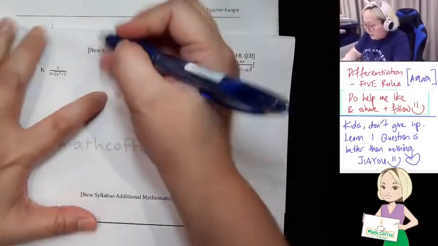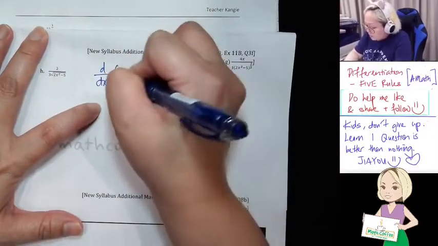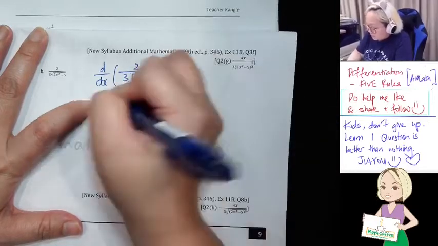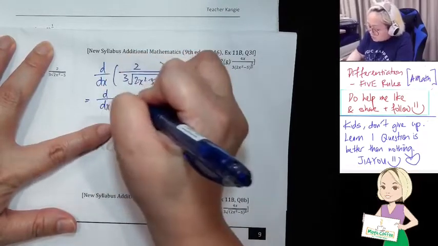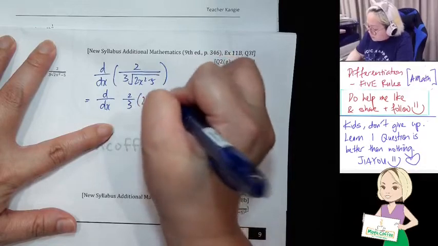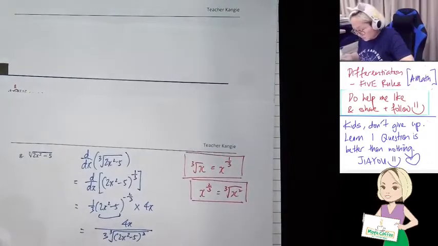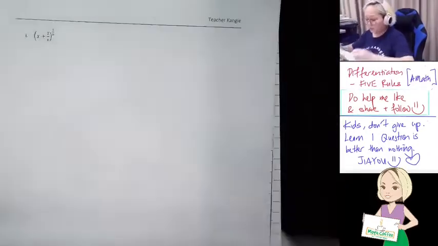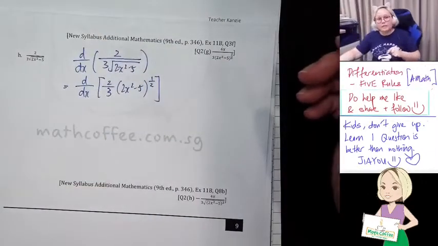So this one is actually okay. Differentiate 2/3 of 2x squared minus 5. So I'm going to change this to index notation. So it's actually 2/3 times 2x squared minus 5 to the power of half. Why does it look similar? No, it's not. Okay, that one is cube root. Okay, so same thing, power bring down.